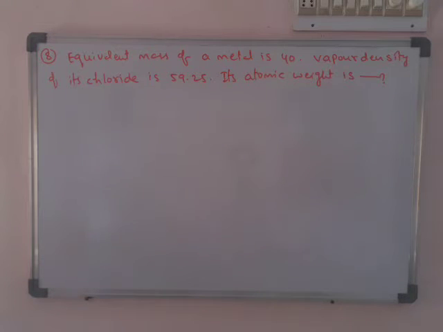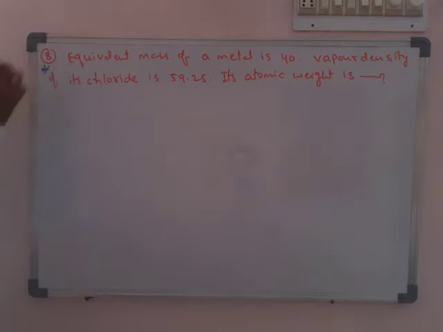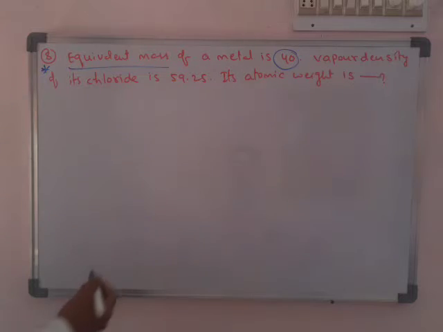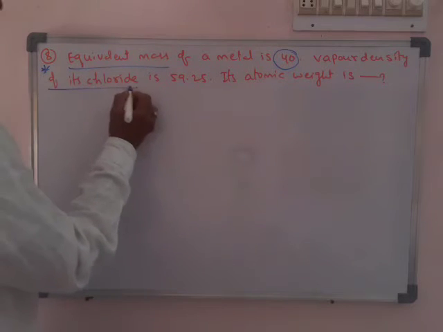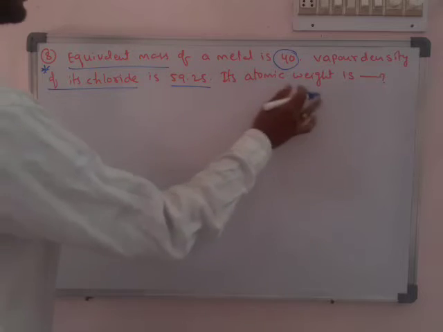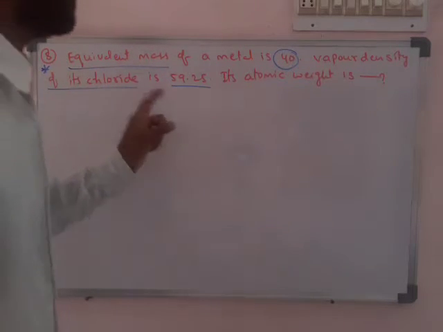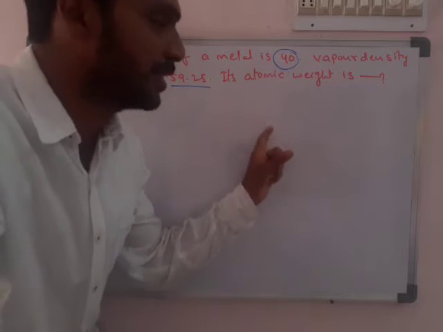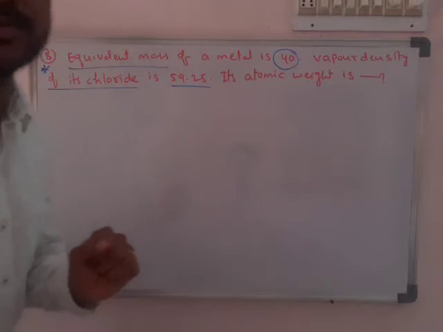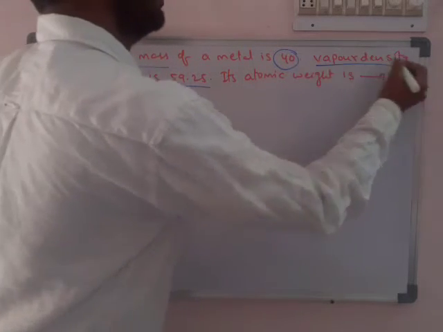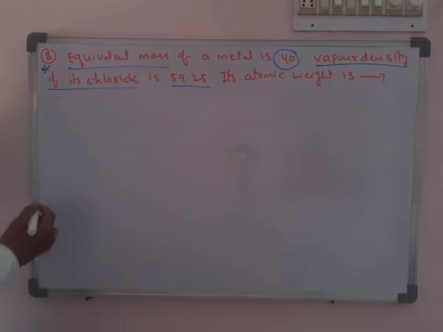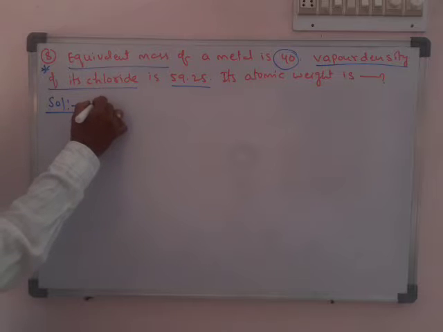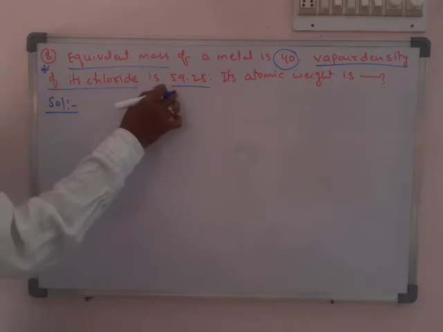Now see the eighth one. It is an important one. The equivalent weight of a metal is given as 40. The vapor density of its chloride is 59.25. Find its atomic weight. Here the equivalent weight is given, and we have to find its atomic weight. The clue is the information given in terms of the vapor density of its chloride. The metal chloride vapor density is given as 59.25.